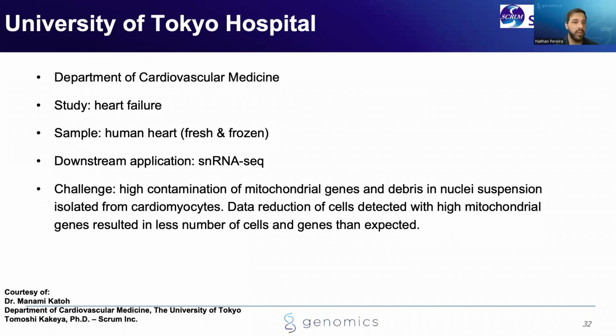So here's a little bit of data as well from the University of Tokyo. They use our Singulator to do isolations of nuclei from heart tissues. And one of the issues they were having, again, with their manual method, was kind of high contamination of mitochondrial genes. They were doing isolation of nuclei by doing a small enzymatic digestion beforehand to loosen up the tissue, and then isolate by hand by, I believe, dounce homogenizing, incubating, and then usually doing a density gradient centrifugation.